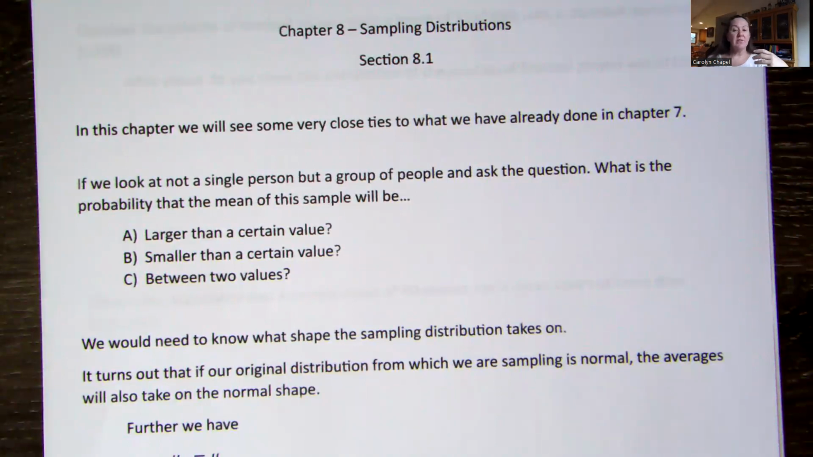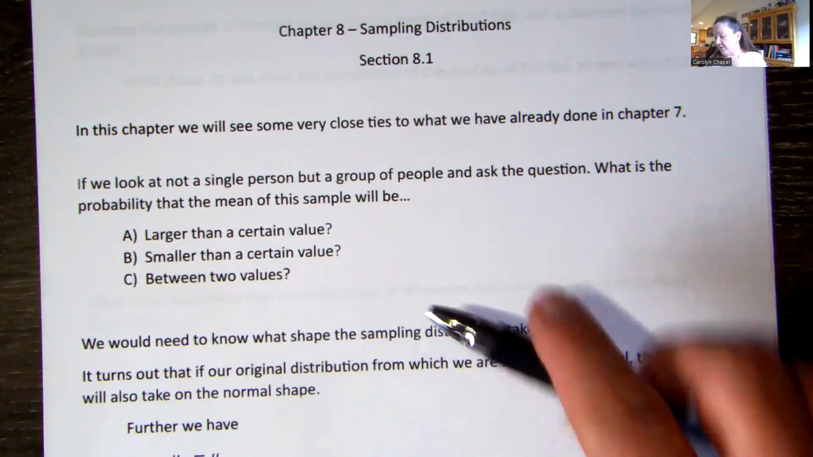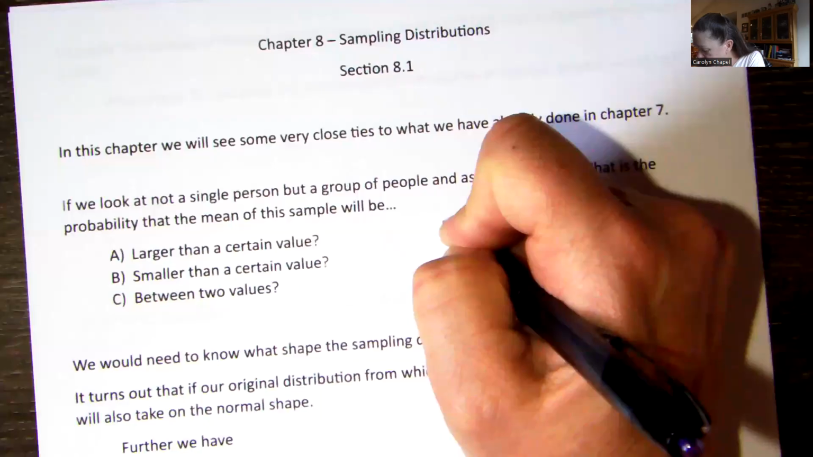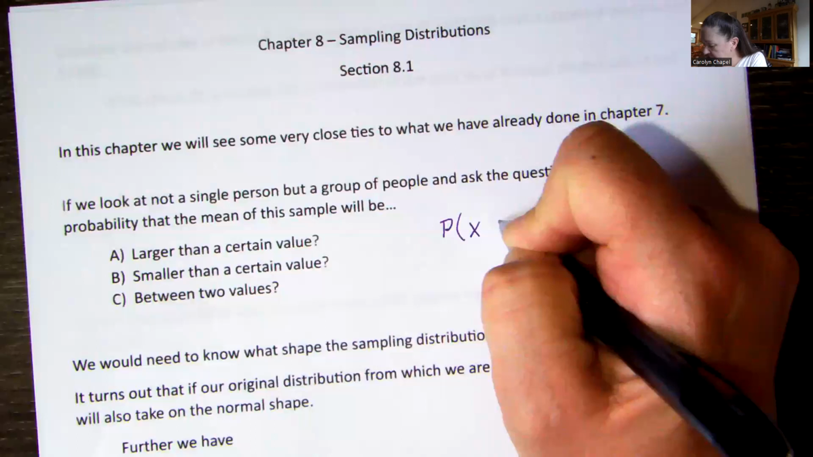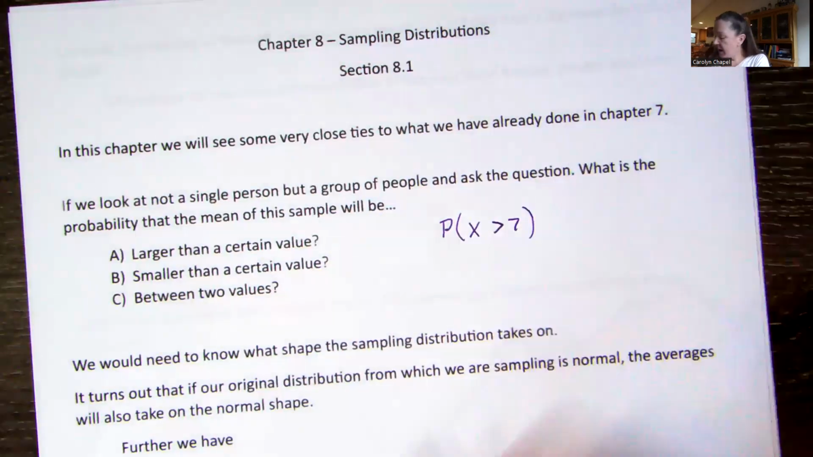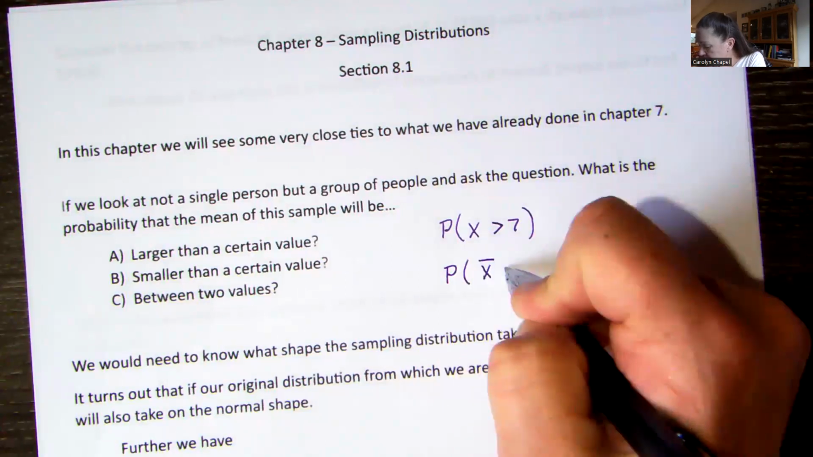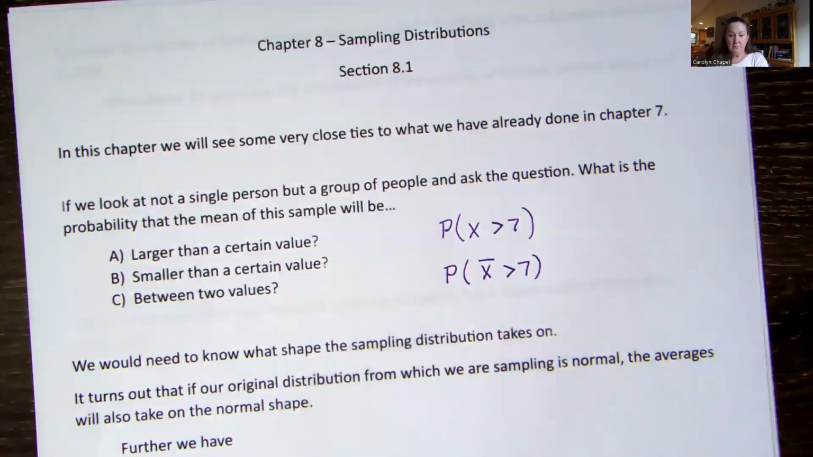We're going to be asking ourselves questions like, what does the average of this group look like? Is the average of this group bigger than a value, smaller than a value, or between two values? So a little bit different. We're not going to be asking about a single person, but the mean. So if you were looking at our probabilities, we wouldn't be looking like, what is the probability that X is greater than 7? Here, we're going to start asking ourselves, what's the probability that X bar is greater than 7?